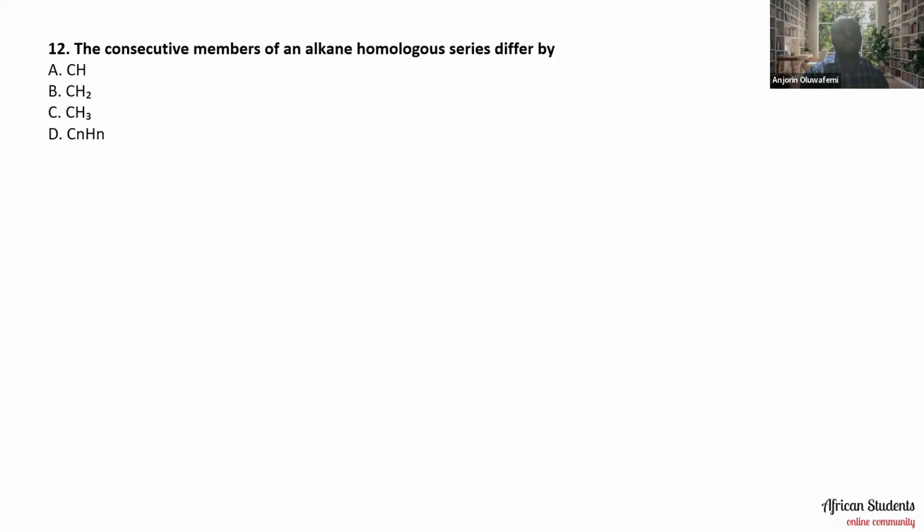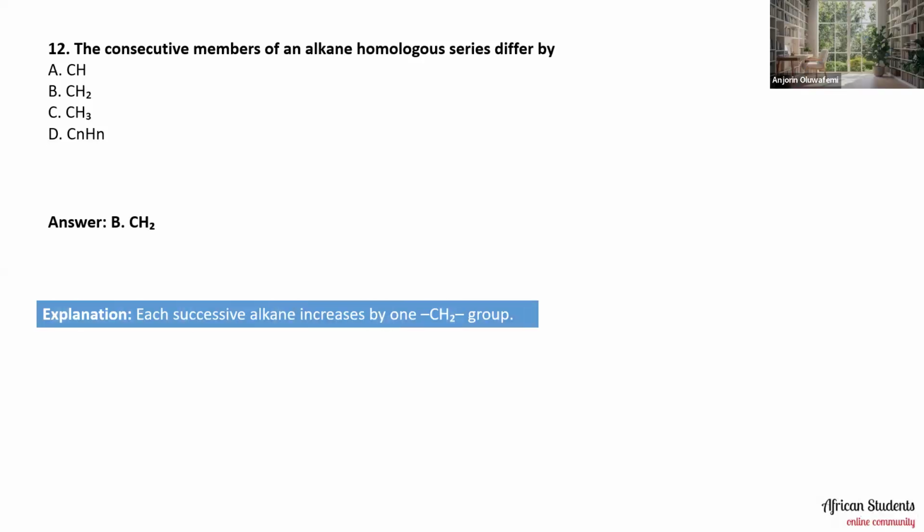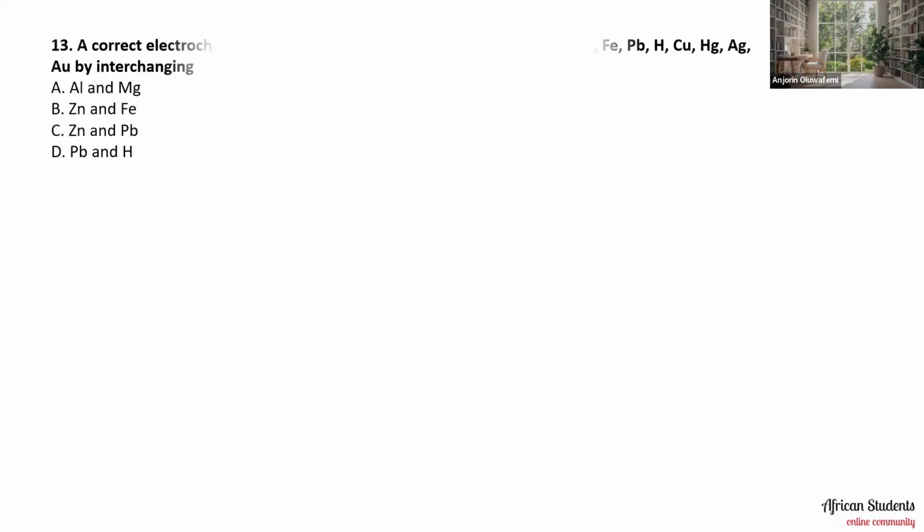Okay. This one says that the consecutive members of an alkane homologous series differ by CH, CH2, CH3, or CnH2n. And we know that they differ by CH2, that's for a homologous series. Each successive alkane increases by one CH2 group, okay?